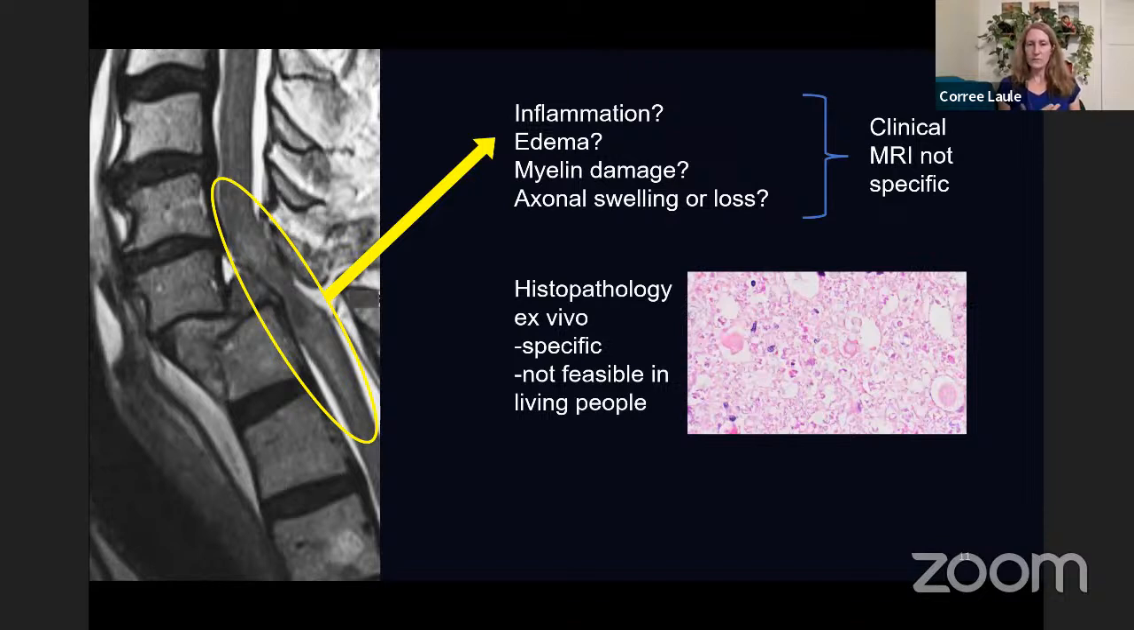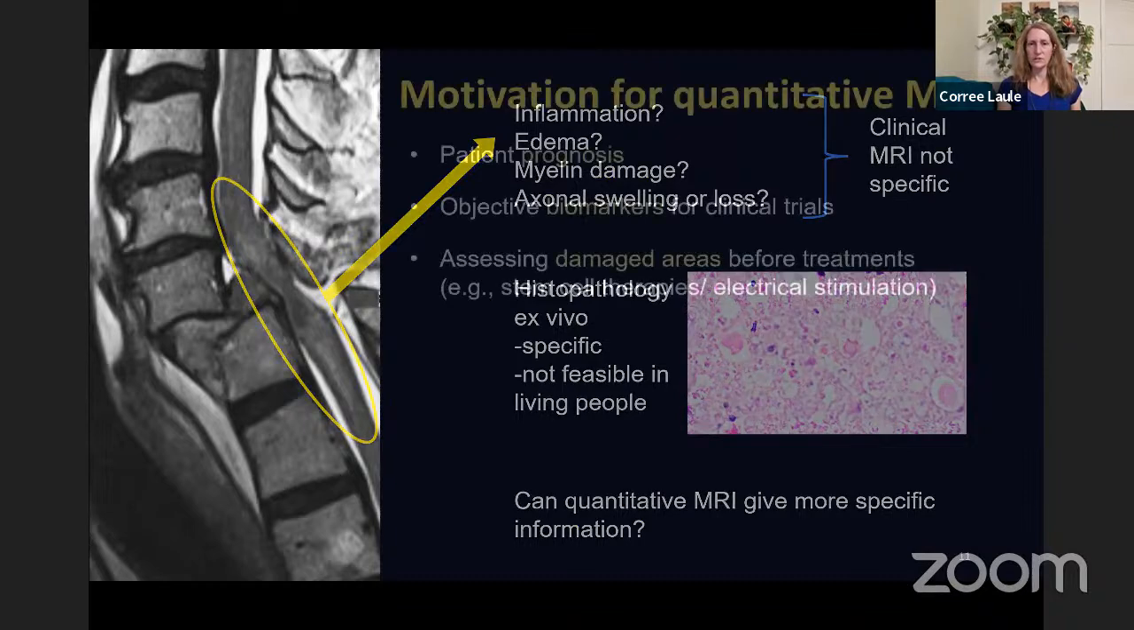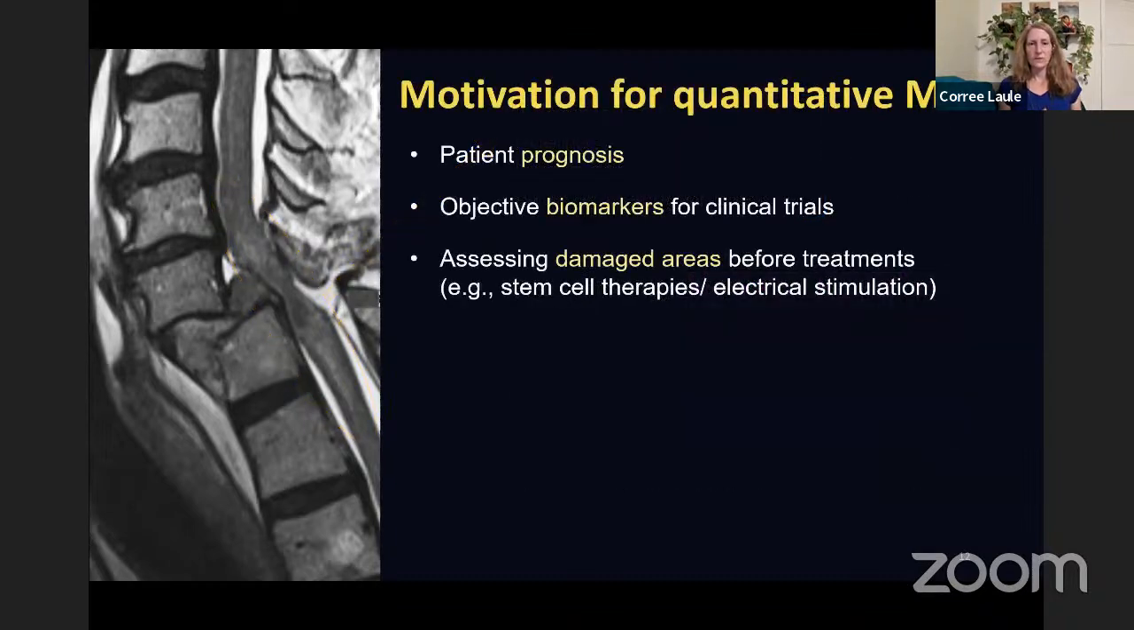Now, we can, of course, get more specific information from histopathology, but this isn't something that's feasible on people living with disease for obvious reasons, because that would be very invasive, and you don't want to be taking tissue out of an area that's already injured. And so the question is, can quantitative MRI give us more specific information to help with some of the challenges that clinicians are facing in terms of patient prognosis?